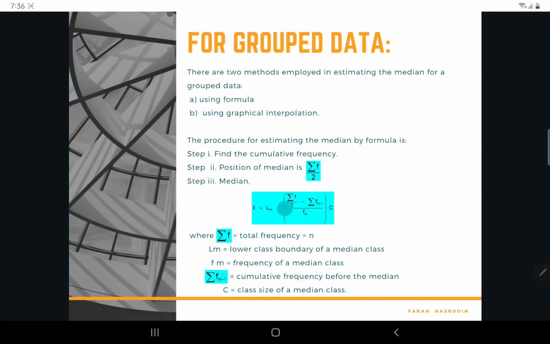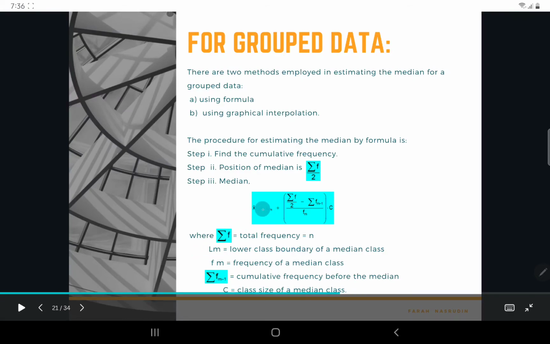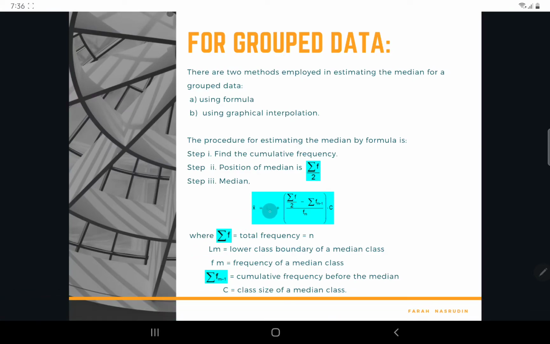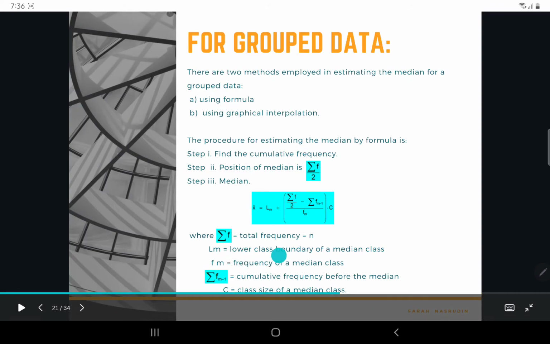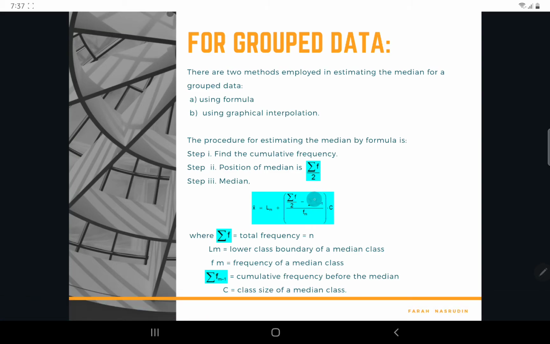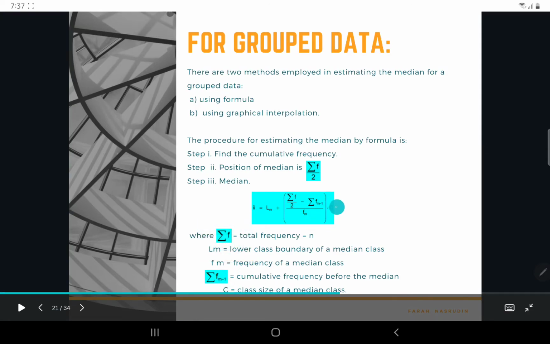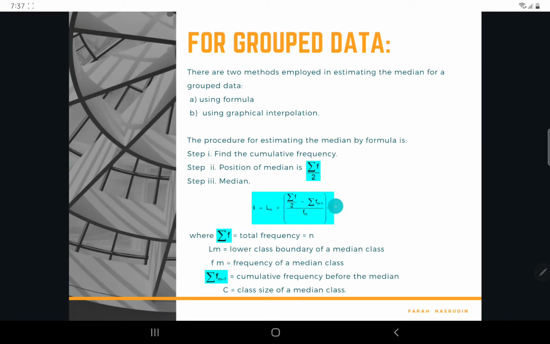So here is a total of the frequency. Okay, total frequency. LM is the lower class boundary of the median class. FM is the frequency of median class. Fm minus 1, it is located here, is the cumulative frequency before the median class. The cumulative frequency before the median. And C, okay, C is here, the class size of the median class.